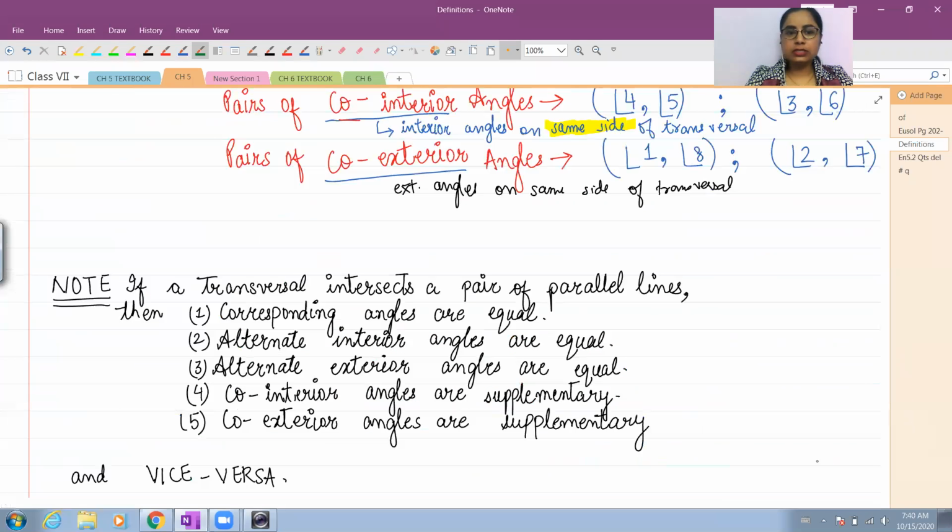All right. Now, this is the most important note that we want to use in the questions. If our transversal intersects parallel lines... Now, I just explained what a transversal is.